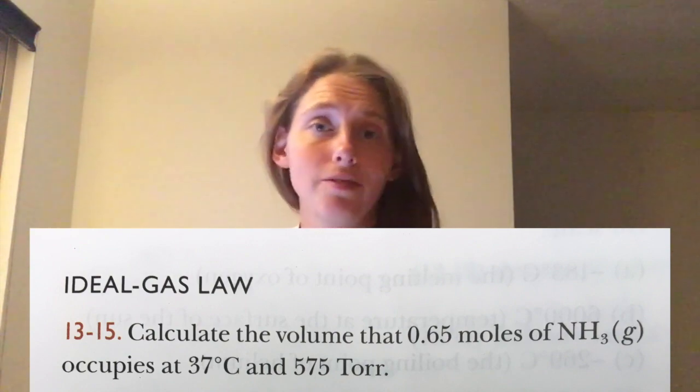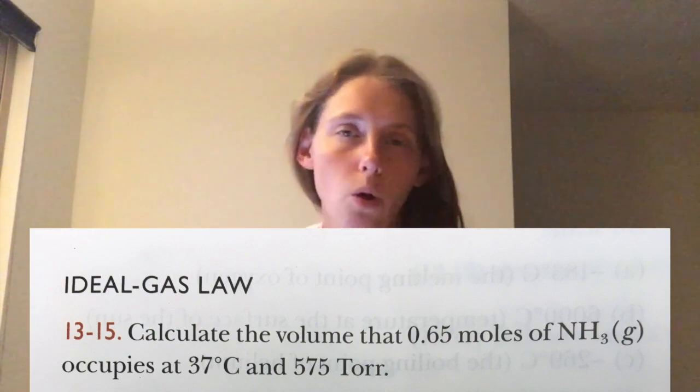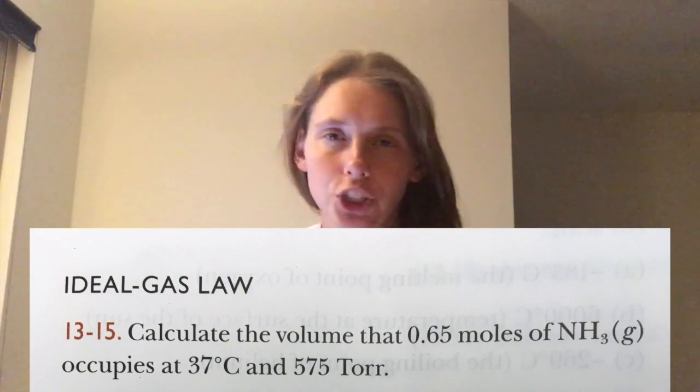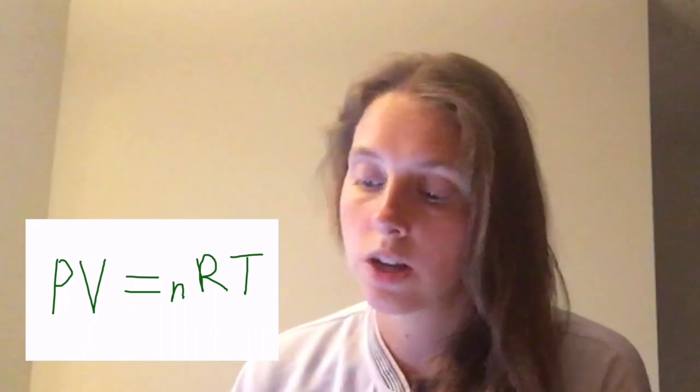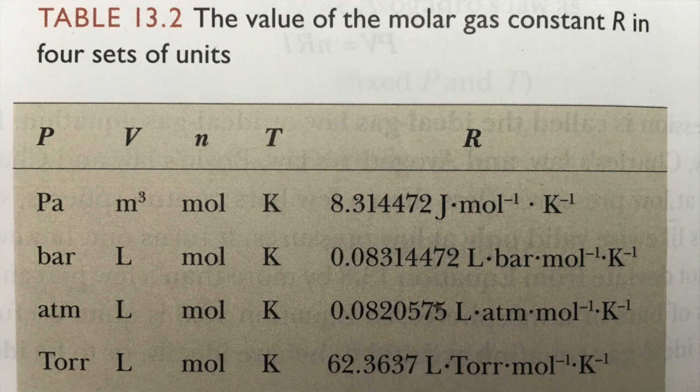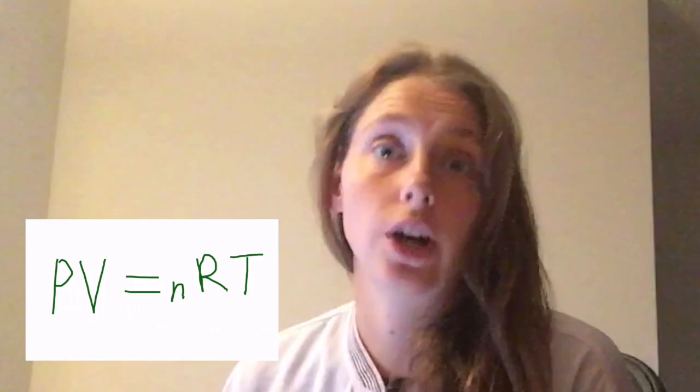All right, now in this problem, they've given us lots of things. They've given us moles, pressure, temperature, and they want us to find the volume. We have a formula. This formula is called the ideal gas law. PV equals nRT, where P is pressure, V is volume, n is the number of moles, R is the ideal gas constant, and T is temperature in Kelvin.